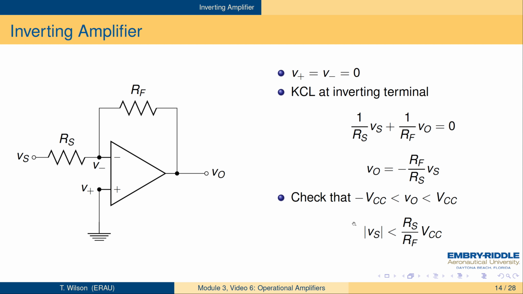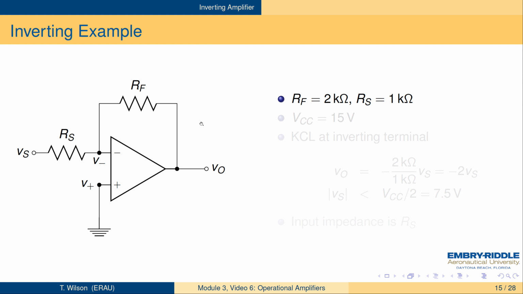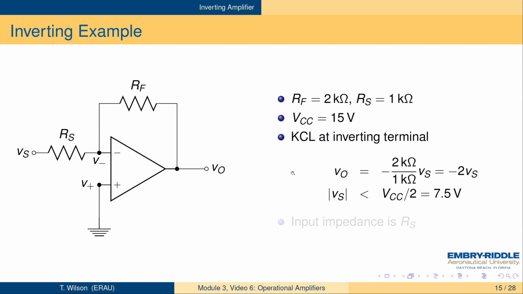Again, we can check and just invert that and take magnitudes to see how big Vs can be before it saturates. Here's an example where we've picked a 2 kilo ohm feedback resistor and a 1 kilo ohm source resistor. Again, VCC is 15 volts, not shown, but it's there. We use the formula V out equals minus Rf over Rs, and we get a gain of minus 2, which means that the input can go up to 7.5 volts before it saturates.